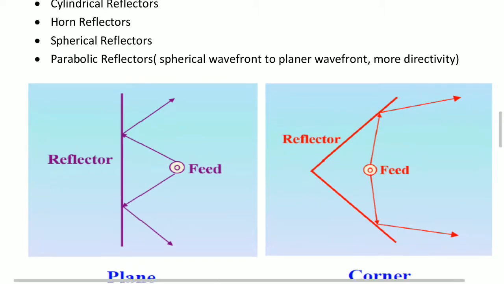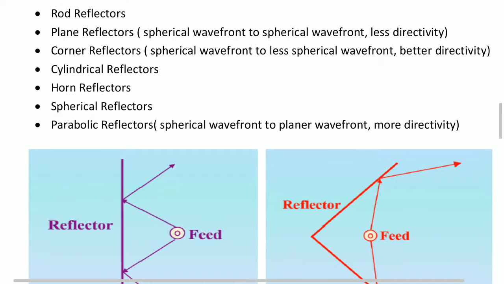So please remember the spherical wavefront structure of the wave coming from the feed to the reflector, and also the waves reflecting from the reflector, which also have a spherical wavefront. So it has less directivity, and we can adjust the antenna pattern, gain and directivity by adjusting the distance between the reflector and the feed point. So this is all regarding plane reflectors.